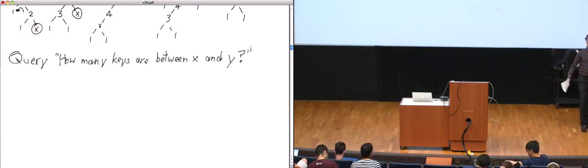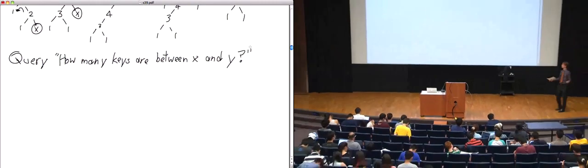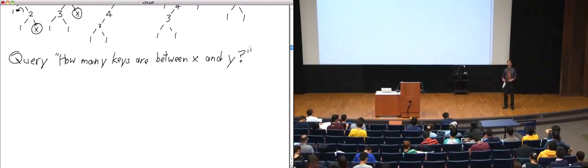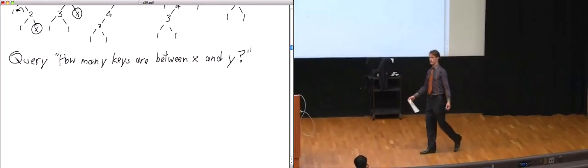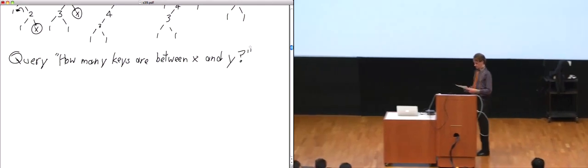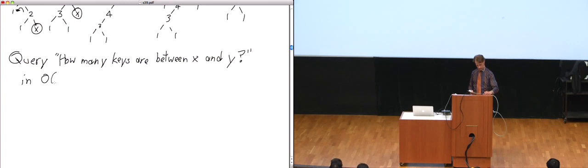Now, what's interesting is that if there are n keys in the tree, the number of keys between X and Y could be anything from 0 to n. There could be a lot of keys between X and Y. I want to figure out how many there are without actually having to count them all. And it turns out that you don't have to count them all. You can answer this query in log n time. Or, to be precise, log n amortized time, since it's a splay tree.